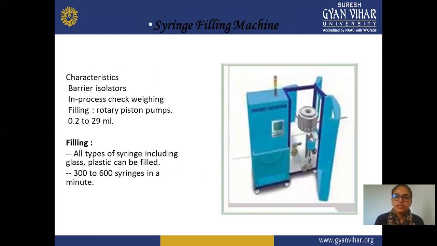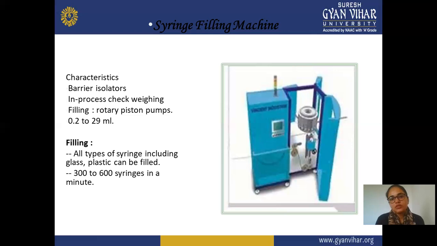Next is the syringe filling machine. In this we are mainly filling syringes. One characteristic is the barrier isolator, which helps provide proper isolation and keeps the product in proper condition. Next is in-process check weighing, another process method. In this, you check your formulation during the manufacturing process, so with the help of this machine, in-process checking is also possible.